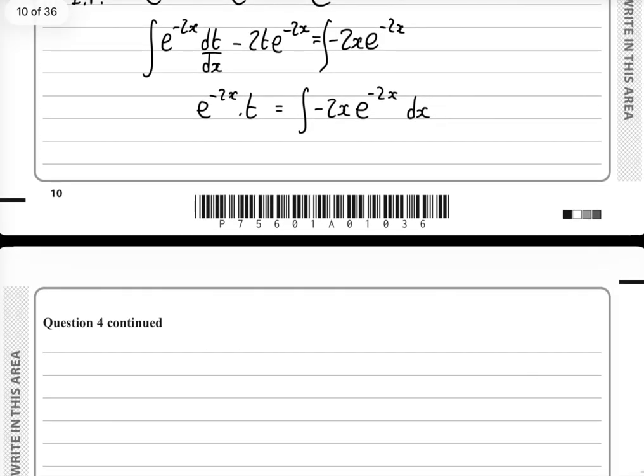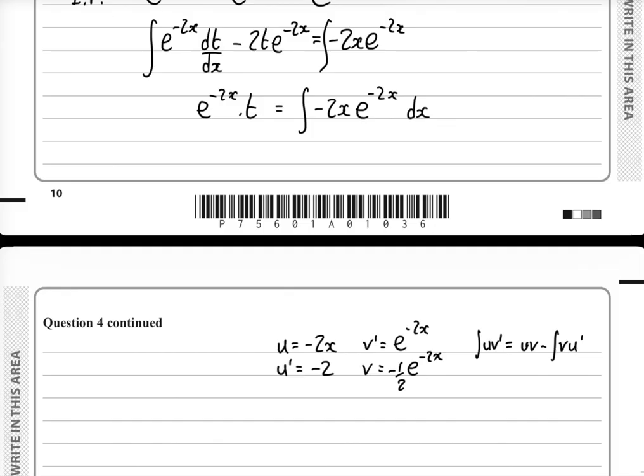To do integration by parts here, I'm going to make my u term the minus 2x, so when we differentiate that, we have no x's left. That means the v prime needs to be e to the minus 2x. When we integrate that, we get minus a half e to the minus 2x. Integration by parts, we're doing uv prime gives us uv minus integral vu prime.